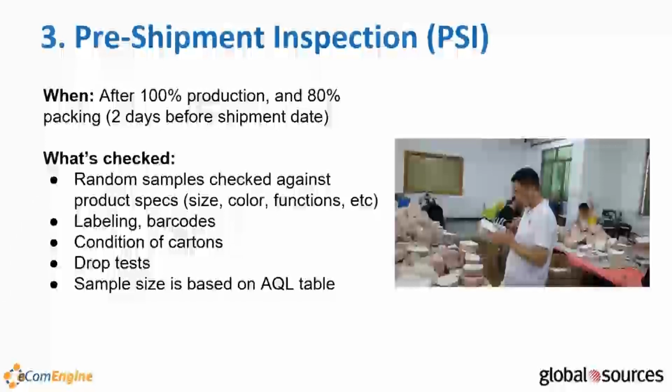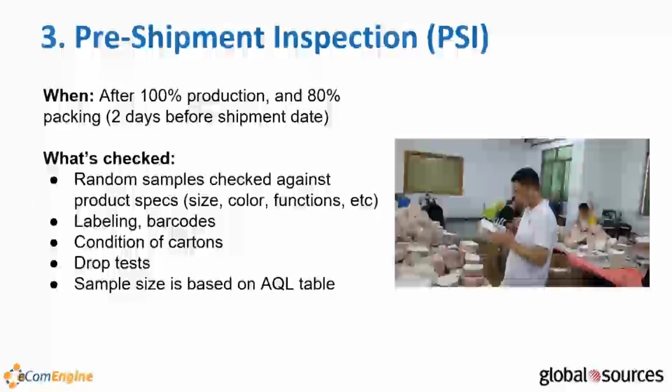So what's checked during a PSI? First of all, random samples are checked against product specifications provided by the buyer, such as the size, color, functions, etc. of the product. And secondly, labeling and barcodes are checked. The condition of the cartons is checked to make sure they're sturdy. Drop tests are done on cartons and packaging. And of course, the sample size is based on the AQL table.